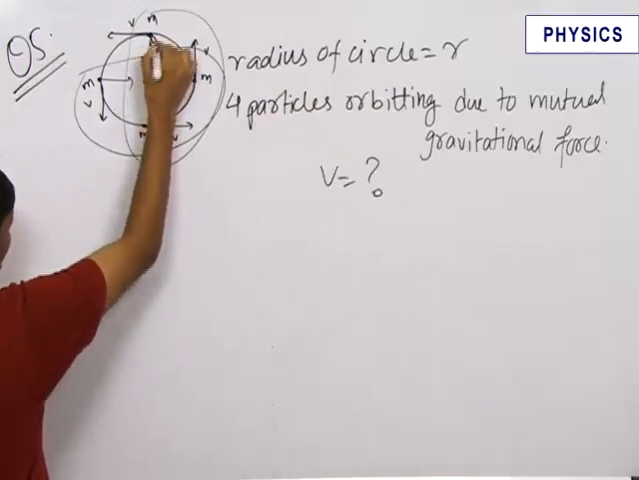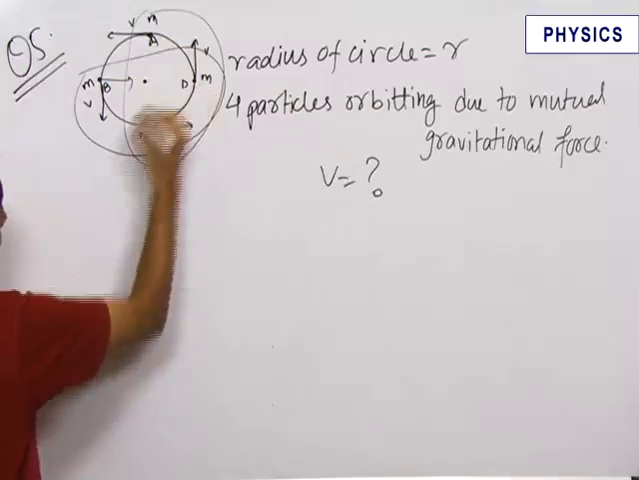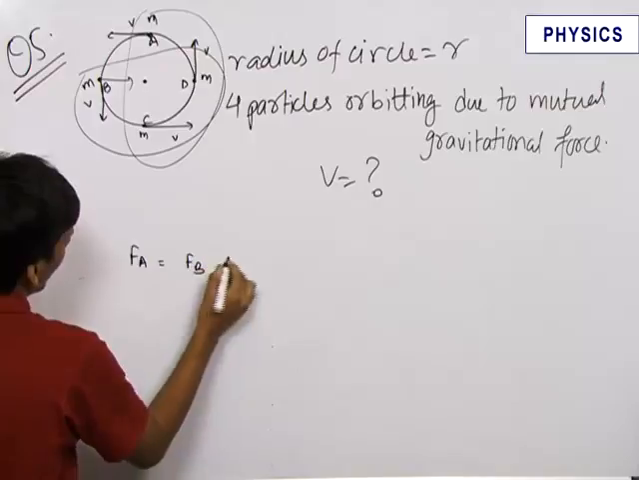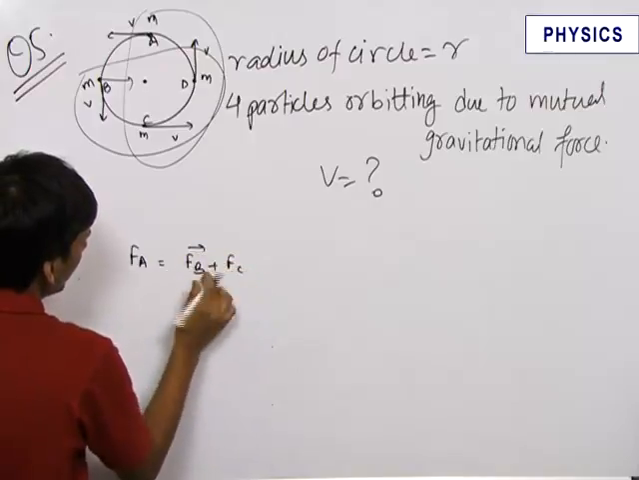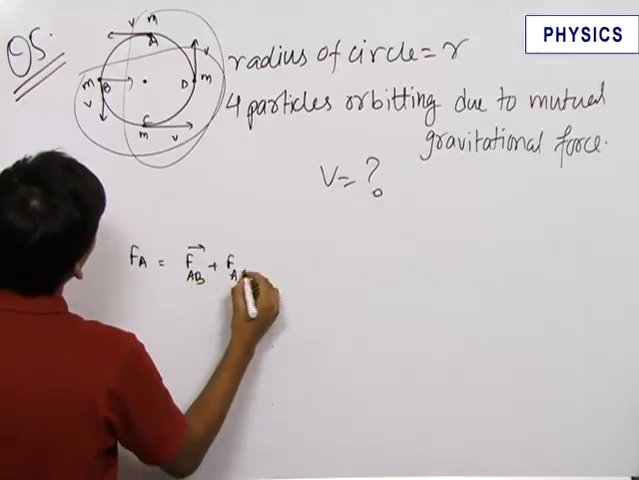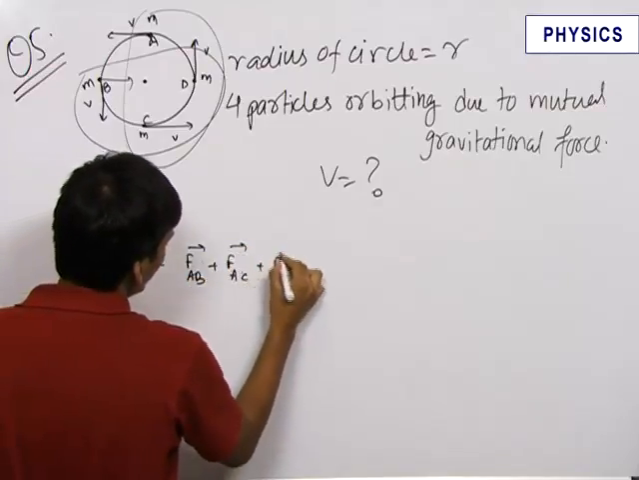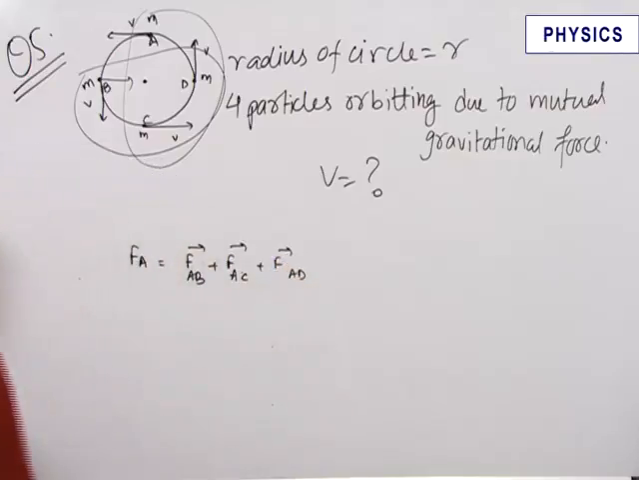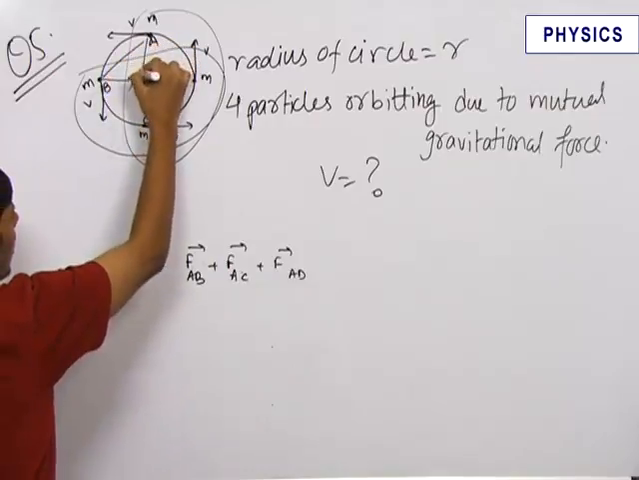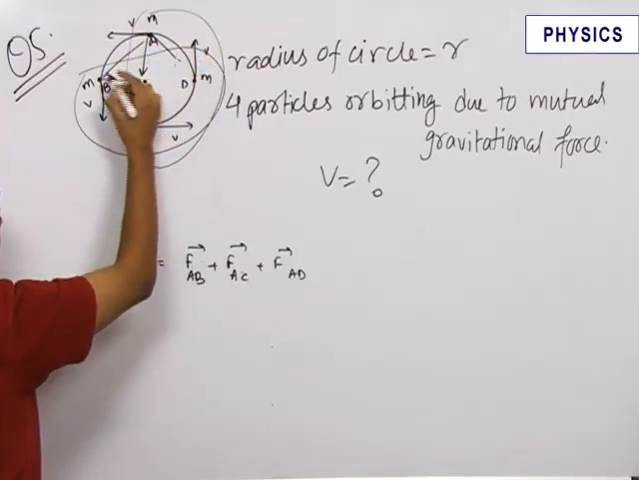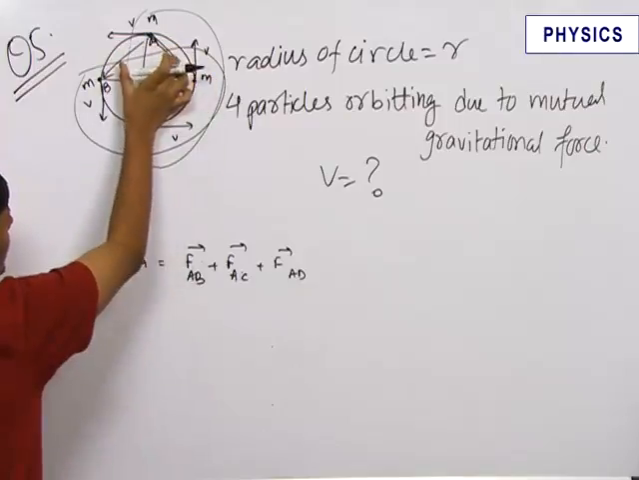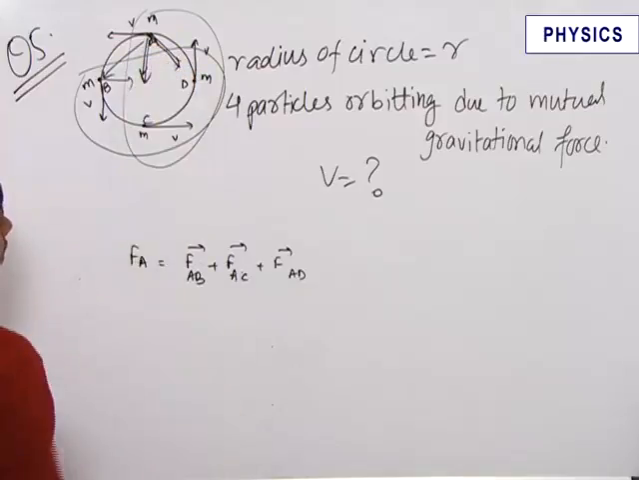Let us name the masses A, B, C and D. Force on A is equal to force on A due to B plus force on A due to C plus force on A due to D. We can directly find out the vertical component of all these forces because the resultant of the forces acting on A due to B and D is in the vertical direction.